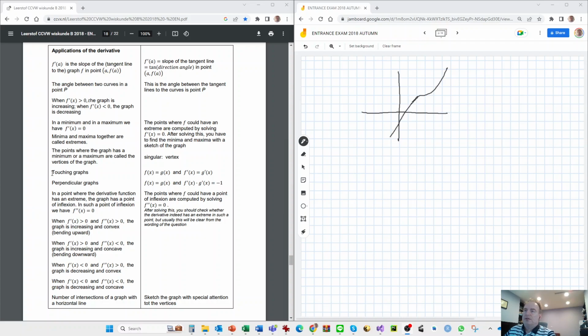You often have questions about graphs touching. And what does that mean? It means that if two functions f and g touch, they will intersect. So f of x is g of x, and their derivatives are the same. If they're perpendicular at their intersection, they intersect, but the product of their derivatives is equal to -1. You've learned before that if the product of slopes is equal to -1, the two lines are perpendicular.